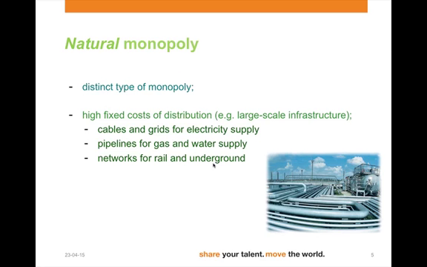In a natural monopoly, there's high fixed cost involved. We already mentioned the networks for rail, but you can also think in pipelines for gas and water supplies, cables and grids for electricity supply. Because of these large-scale infrastructure investments, these turn out to be primarily public goods, goods that are not provided by a private company, usually in the hands of the government, as they serve the public interest.